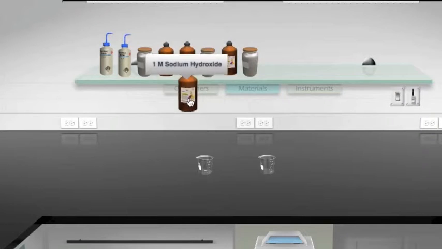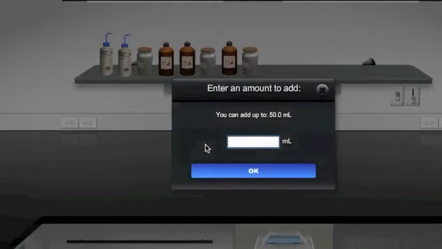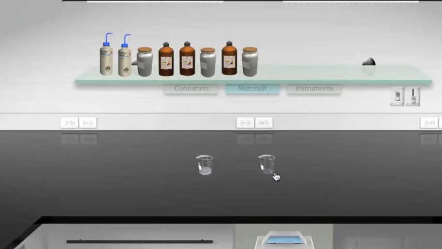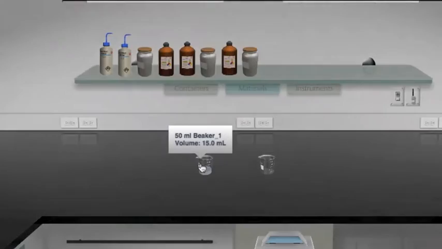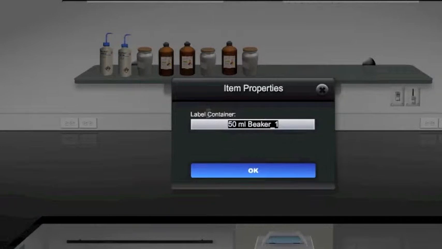Next, we took sodium hydroxide from the material shelf and added 15 milliliters to one of the 50 milliliter beakers. Looking at the solution, you notice it is slightly gray and relatively clear. We then renamed the beaker sodium hydroxide.